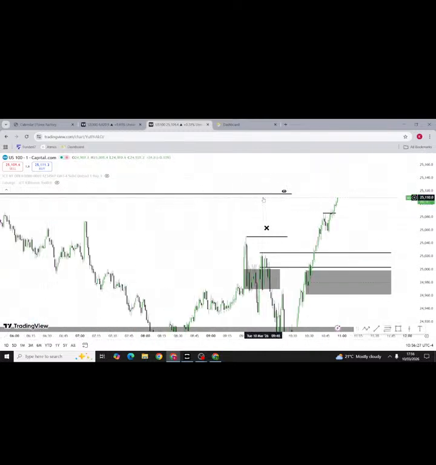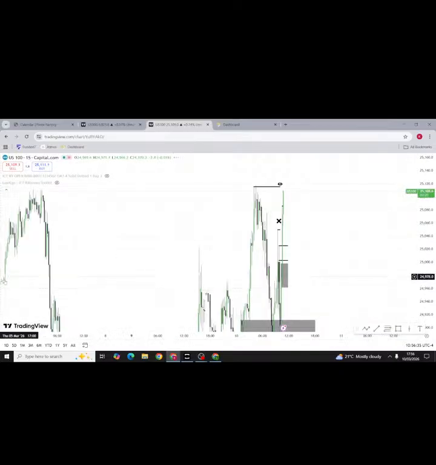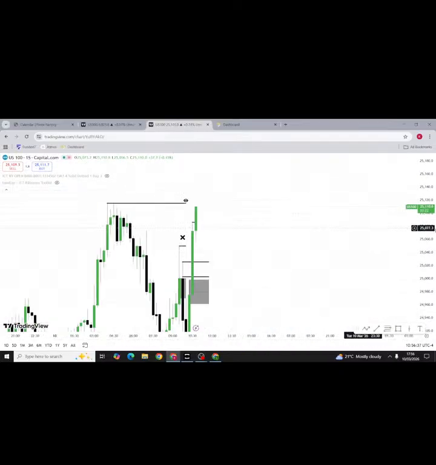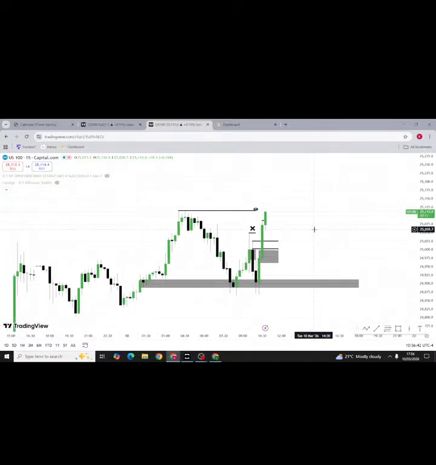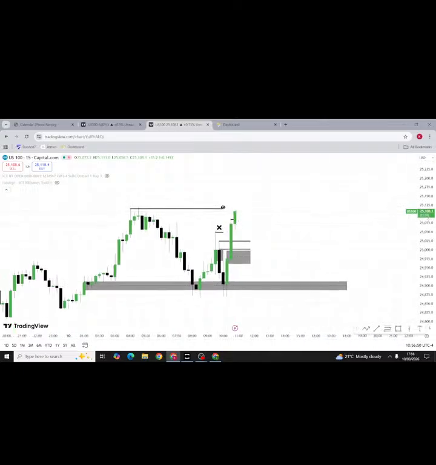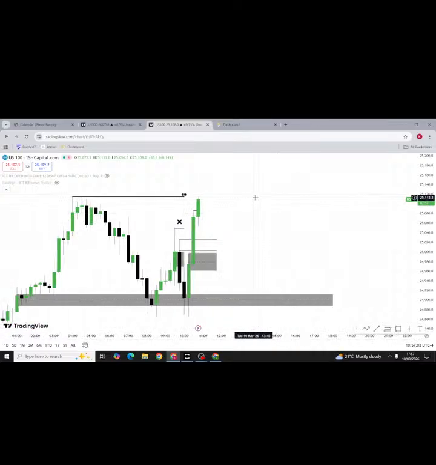You can see we just tagged this high, we just tagged that high in the 15 minutes. Let's see price tag it fully. We just tagged this high, it is tagged. Okay, take out that high.